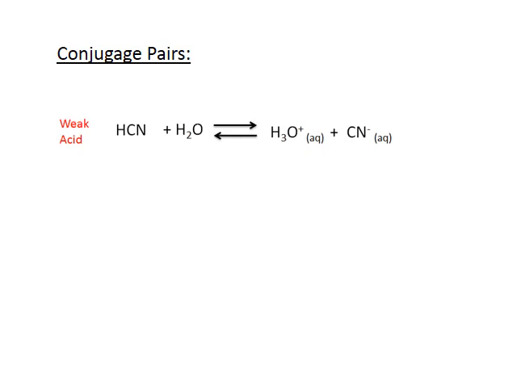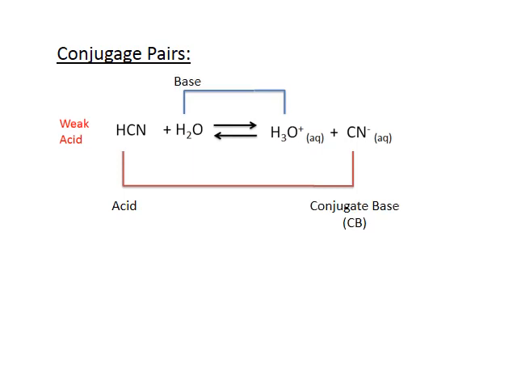Okay, so let's connect things up here. Those two things look like each other more or less. Water and hydronium look like each other more or less. And let's see, that first thing has an H to start out with, so that must be my acid. Water has to be a base. That would mean that cyanide would be my conjugate base, or Cb, and then my hydronium would be my conjugate acid in this ionization equilibrium.